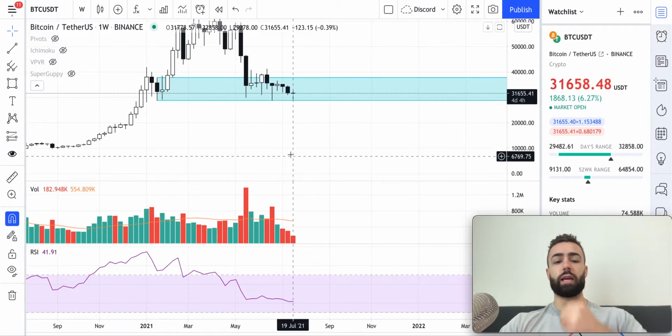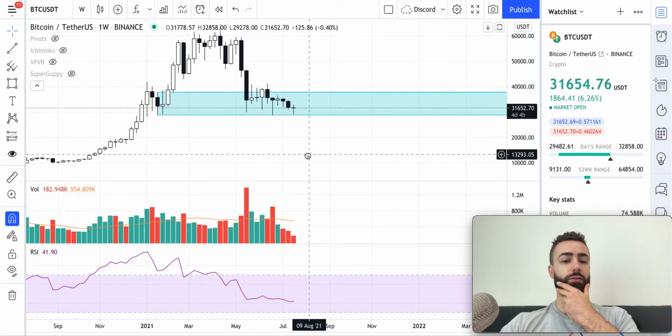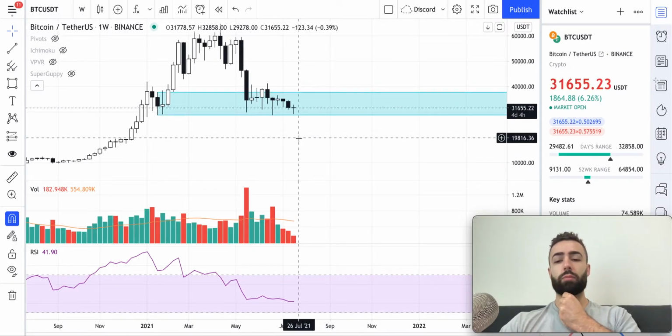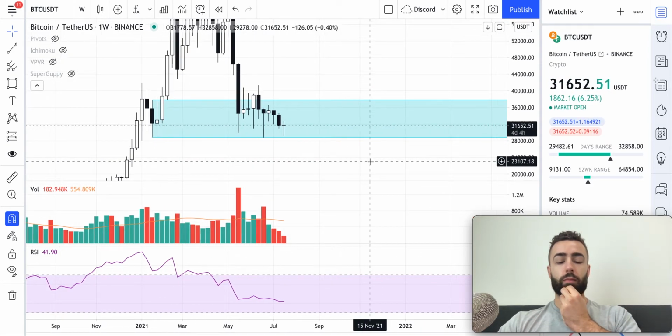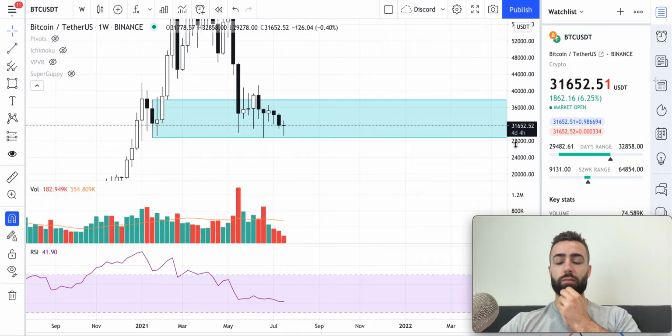So I believe this is the hidden bullish divergence. I always get those confused, the hidden and the regular. But I believe this is a hidden bullish divergence. And if this ends up playing out, we still have the majority of the week left. We have 4 days and 4 hours left. So we'll see how this ends up playing out.